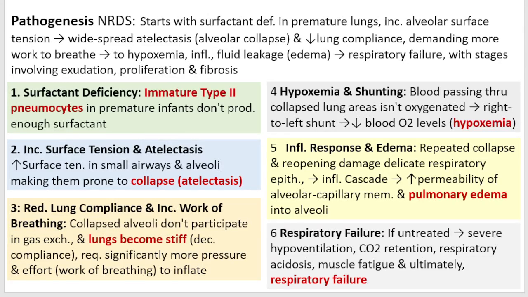Inflammatory response and edema. Repeated collapse and reopening damage the delicate respiratory epithelium, triggering an inflammatory cascade leading to increased permeability of the alveolar capillary membrane and fluid leakage, which is also called pulmonary edema, into the alveoli. Finally, respiratory failure. If untreated, this leads to severe hypoventilation, carbon dioxide retention, respiratory acidosis, muscle fatigue, and ultimately respiratory failure.